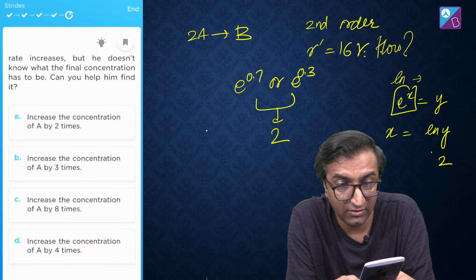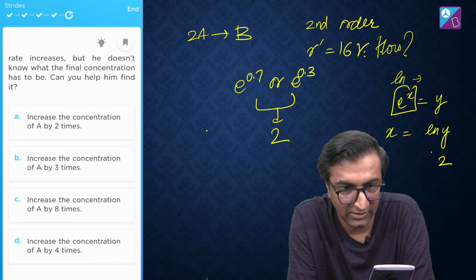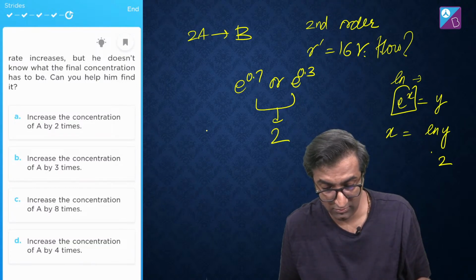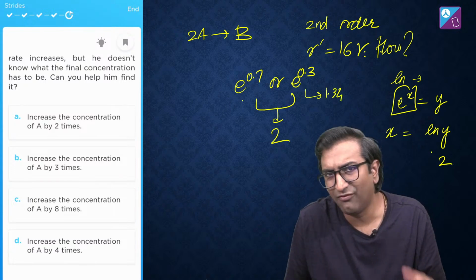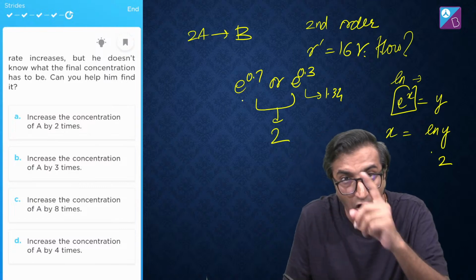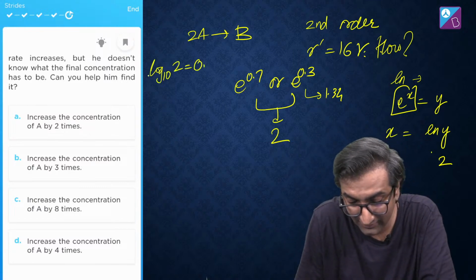So e power 0.7, it's 2. Okay. E power 0.3 is not 2, it's 1.34. Wow. Okay. E power 0.3 is 1.34, it's not it. Why did that happen? क्यों हुआ ये? Because what you have remembered is log का value. Log to the base 10. This is log to the base 10 of 2. That is equal to 0.3.